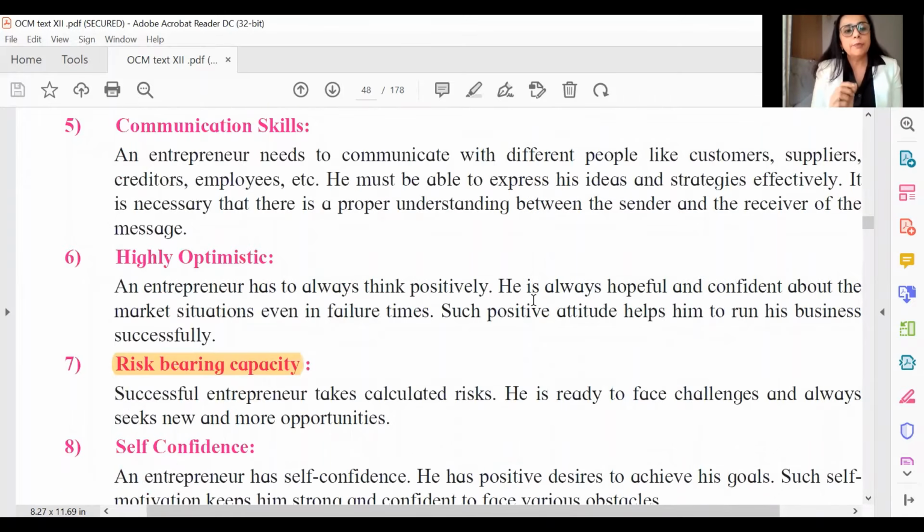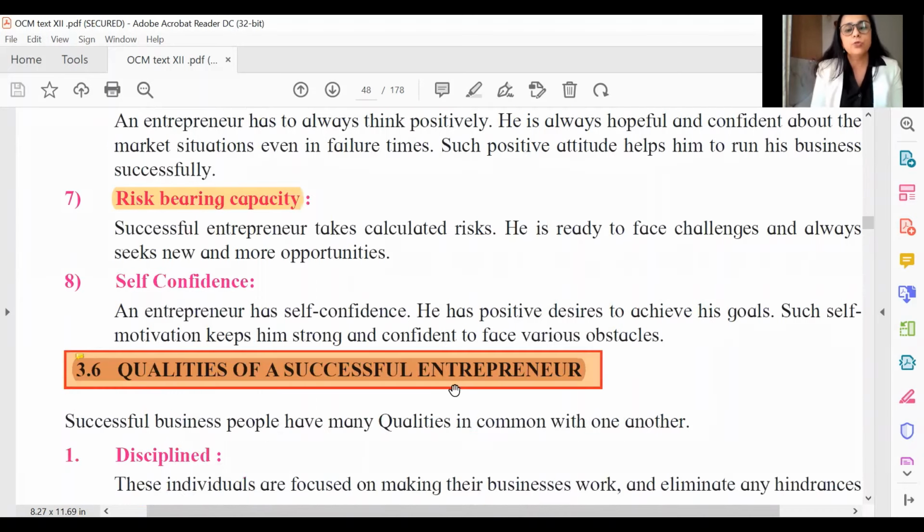Once again, another example of a head point could be: an entrepreneur is one who must have risk-bearing capacity. So this is how these head points, you must go through them. Don't worry, you don't really need to learn all of them by heart. But yes, all the same, keep them in mind, read them twice or thrice, and that should be enough.